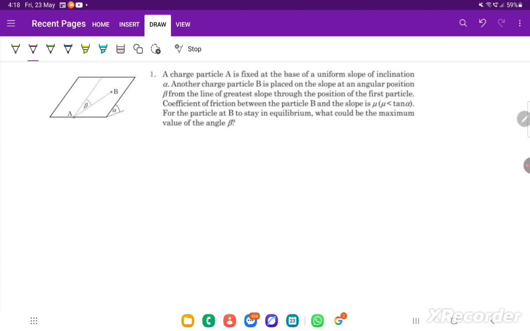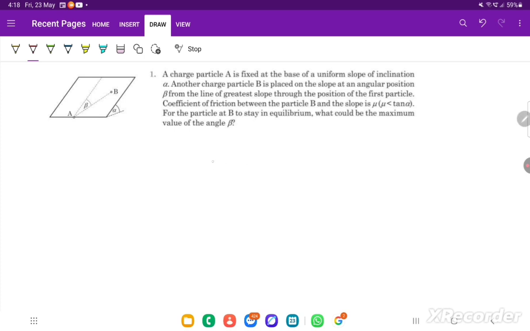Why mu is less than tan alpha is given, and otherwise what would have been the result of our problem. For the particle at B to stay in equilibrium, what could be the maximum value of the angle beta, right? So as I said, I'll solve this with the vector method. Some of you might know this method earlier, but yeah, you will enjoy the solution, that much I can say.